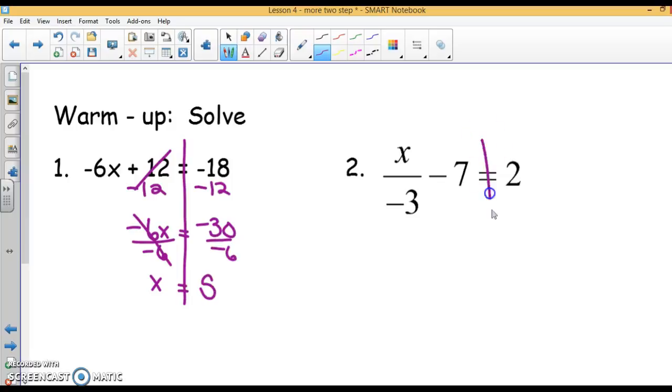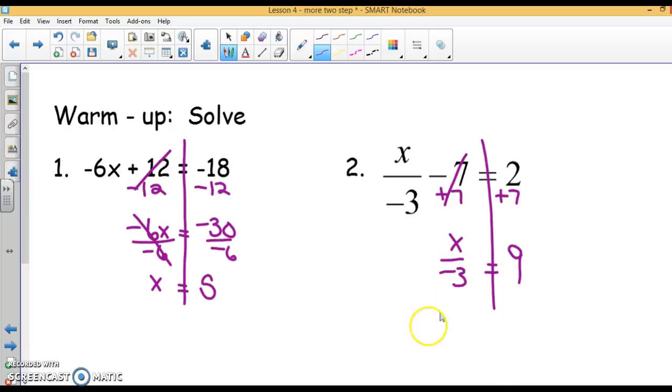All right, this equation. Same thing. Variable is on the left. Which one of these numbers is farthest from the variable? It's this minus 7. So what's the opposite of minus 7? Add 7 to both sides. So I'll have x divided by negative 3 equals 9.